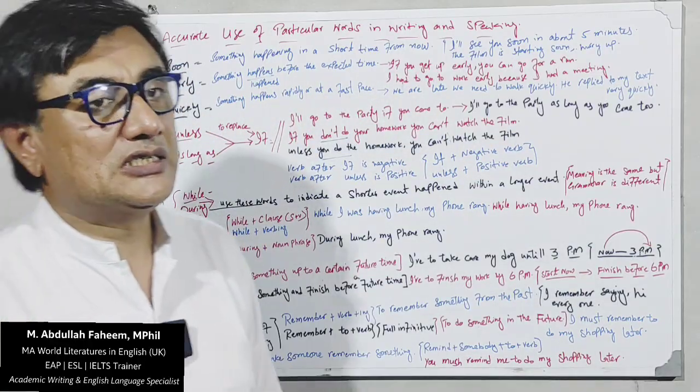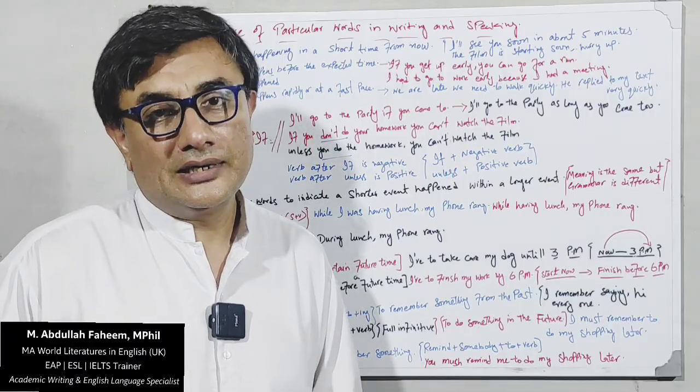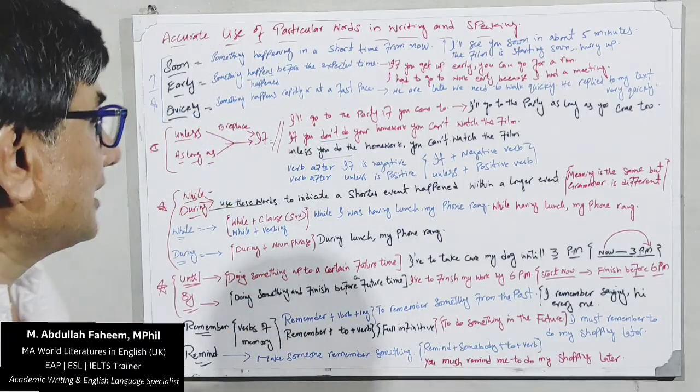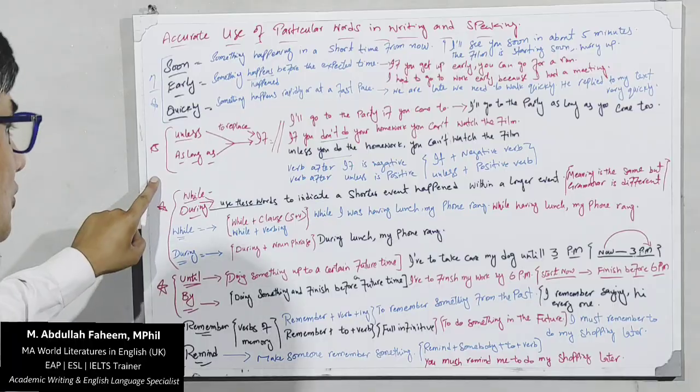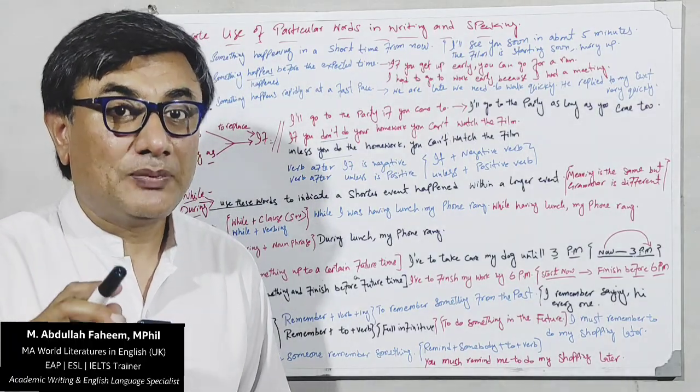So this is how we differentiate between words and their meanings and use them accurately in our speaking and in our writing as well. We have another set of words. It's unless, as long as. Unless and as long as are used to replace if.